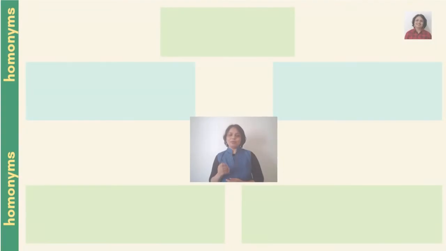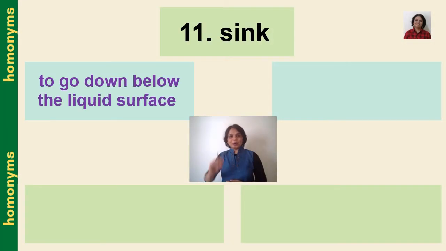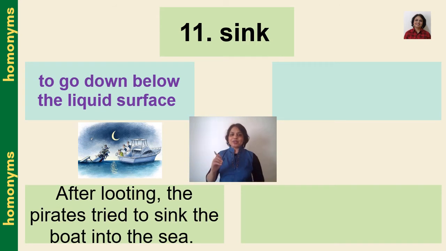On number 11, we have the word sink. It means to go down below the liquid surface. Like, for example, in the picture, you can see two boats are there. One is sinking and the other one is floating on the water. After looting, the pirates tried to sink the boat into the sea.